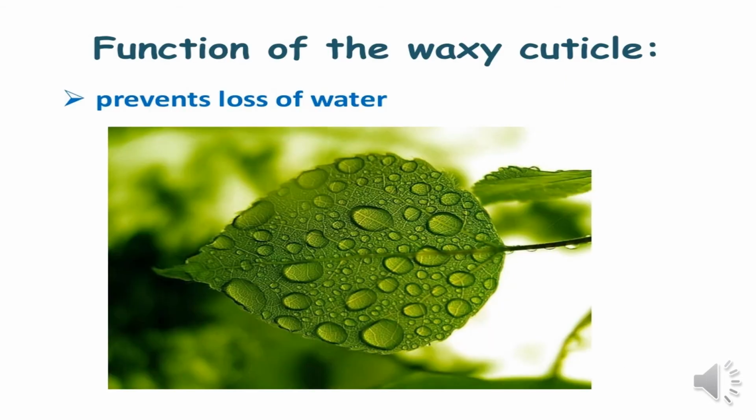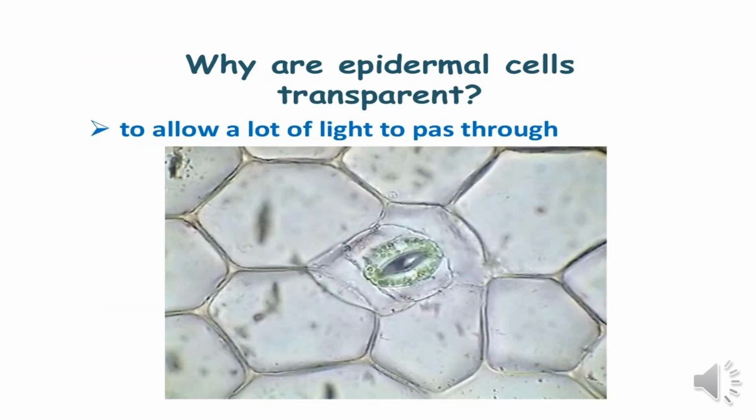Now the function of the waxy cuticle: I told you earlier that it prevents the leaf surface from water loss. And why are the epidermal cells transparent? Epidermal cells are mostly transparent, and the reason for their transparency is to allow a lot of light to pass through. If a surface is transparent, maximum light will pass through it.